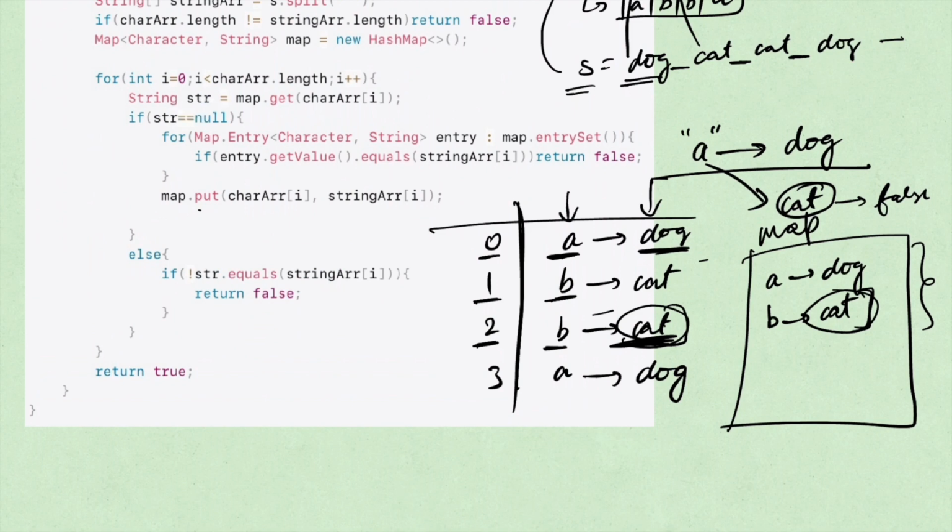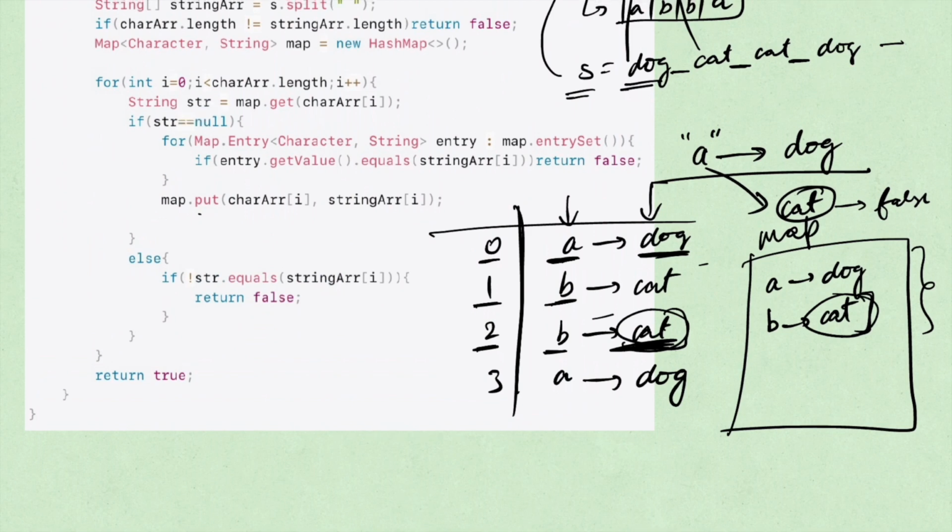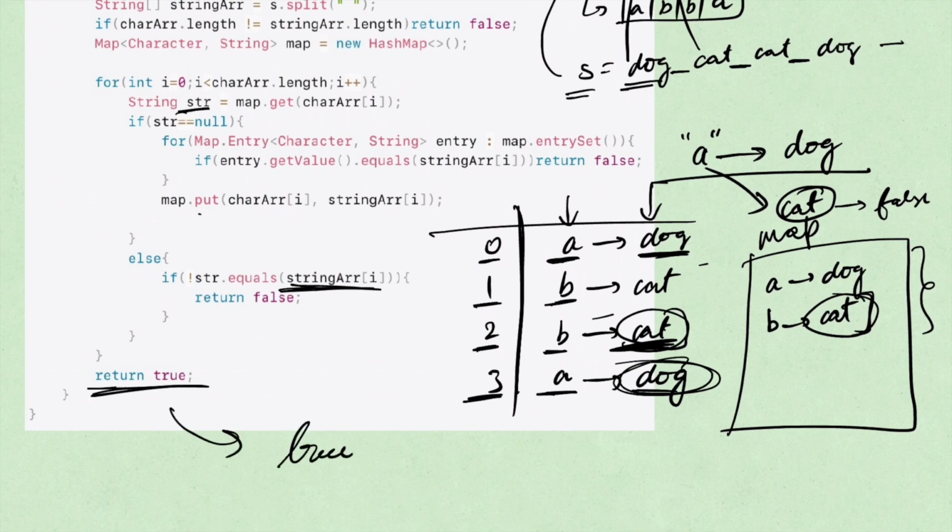Now in the third case, the third index value, again we try to see which character is mapped, so we will get the string from the map, right? It will return dog, and we see whether it is the same as what we have been given in the problem. So it is coming as dog. So in the end it will return true. None of the conditions is violated. So in the end our answer will be true.